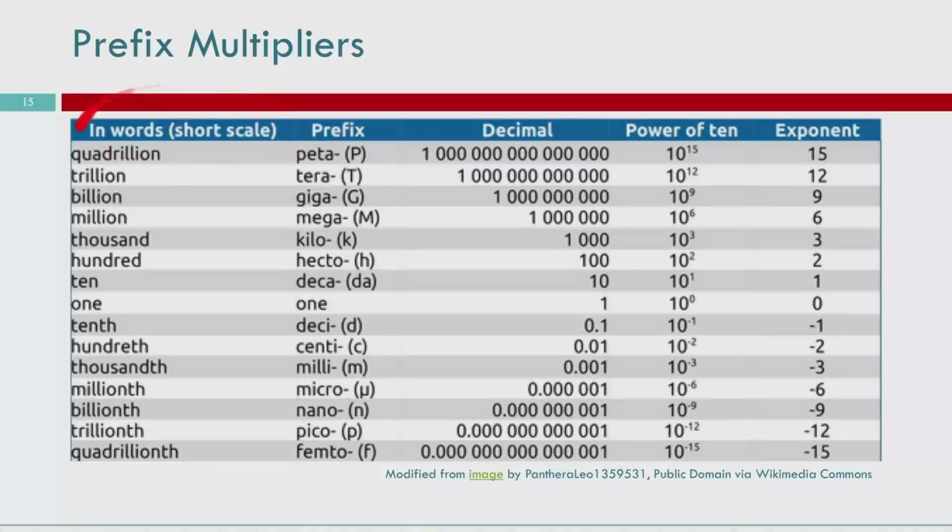So what we would call something in words, we have over here on the far left, so things like trillion, billion, million, and then 1 being a reference. So let's put an arrow there. And then we've got all of our prefixes with their short form, the decimal versions, the power of tens, and the exponent, which is just the exponent from the power of 10.